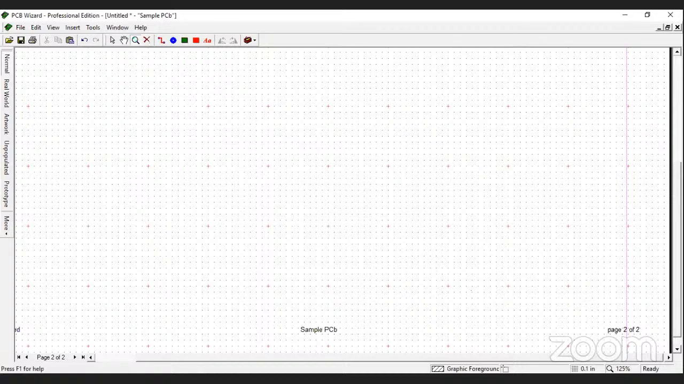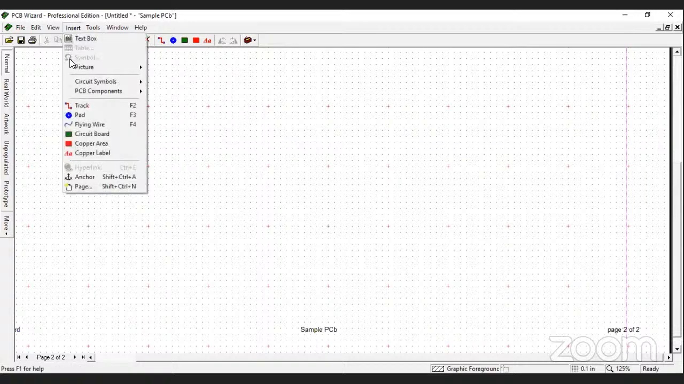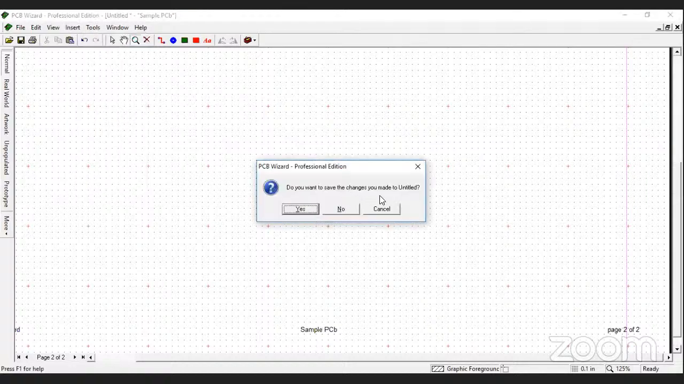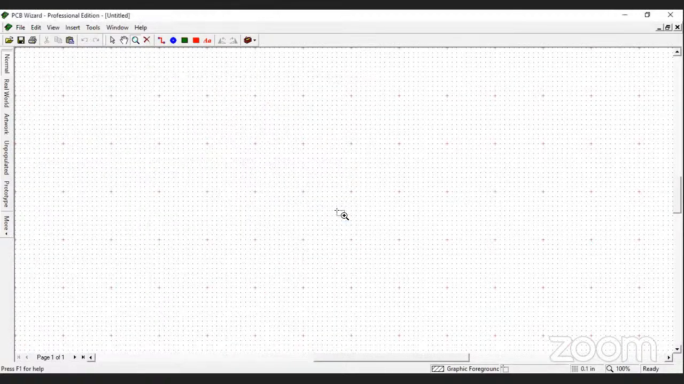Let's say I go for this one, insert pages. I have inserted those pages, and I want to close one of them, right? So it asks, do you want to save changes you have made in the untitled? Because I have clicked on this one, right? I don't want to save. If I wanted to save, I can click on yes. I don't want to save, so I have deleted that one. So I come back to page 1 of 1.